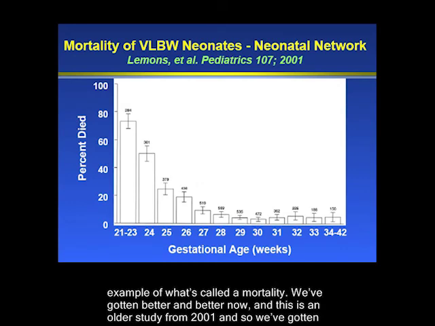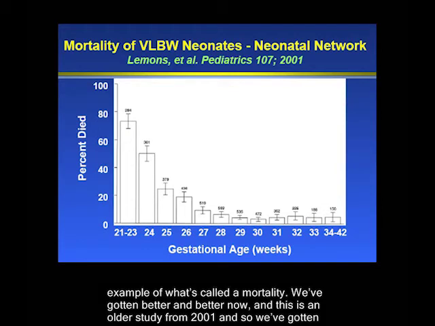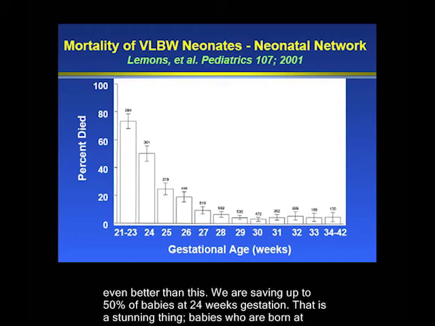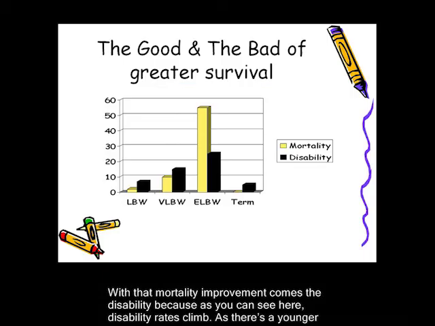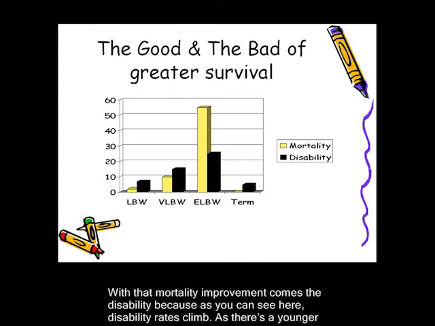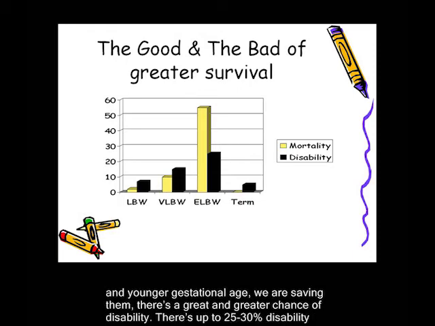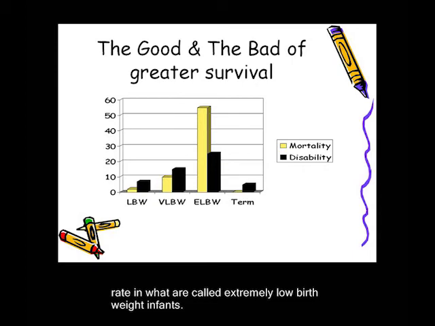Here's an example of what's called the mortality. We've gotten better and better, and this is a much older study in 2001, so we've even got better than this. We are saving up to 50% of babies at 24 weeks gestation. I mean, that is a stunning thing. Babies who are born almost half the time before they were supposed to be born, we're saving almost 50% of them. But with that mortality improvement comes the disability, because as you can see here, disability rates climb. As the gestational age gets younger and younger and we save them, there's greater and greater disability. There's up to a 25 to 30% disability rate in what are called the extremely low birth weight infants.